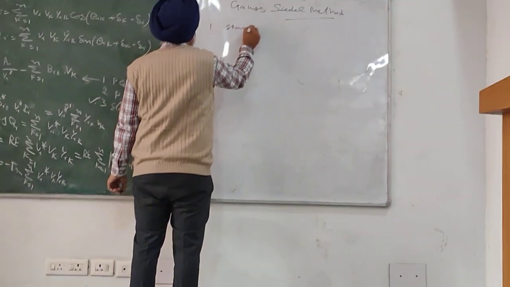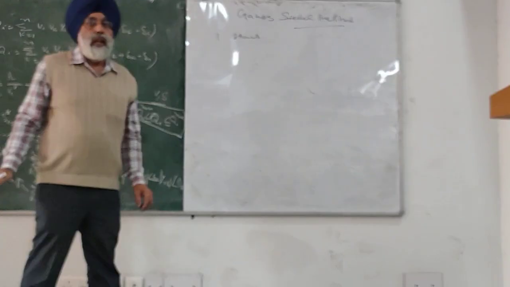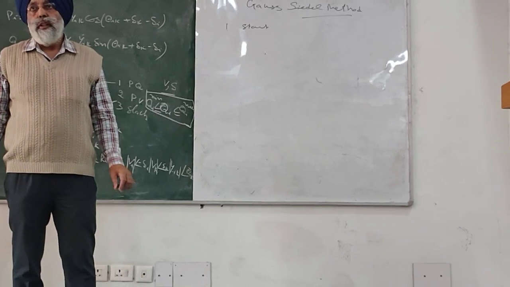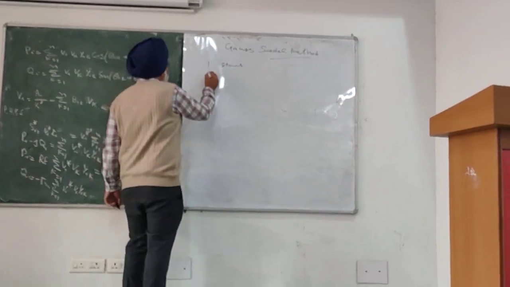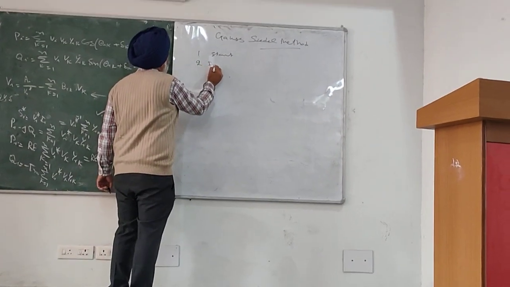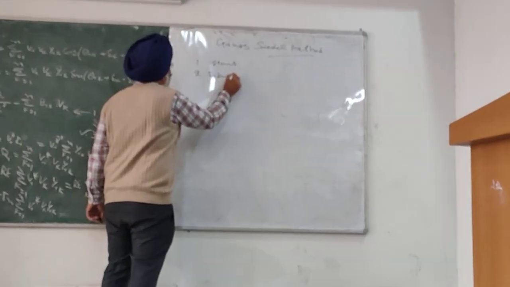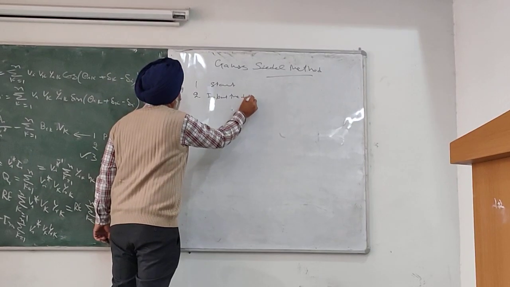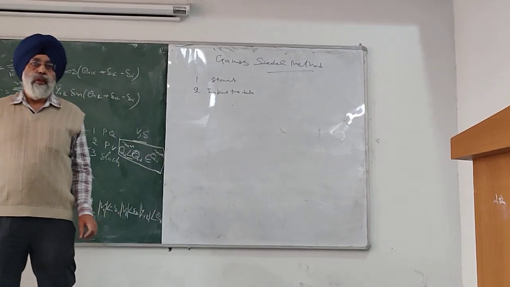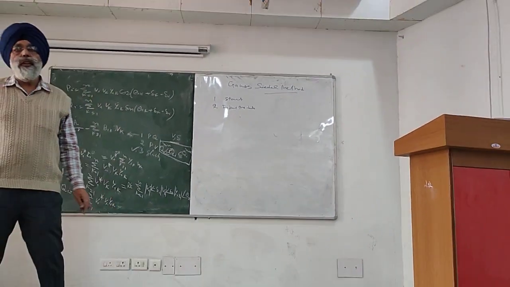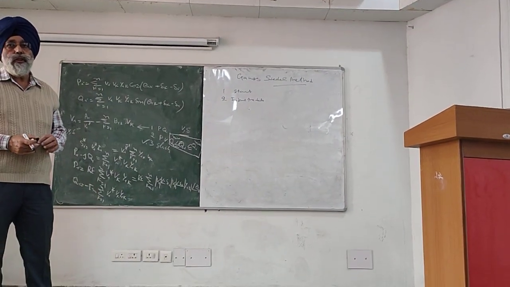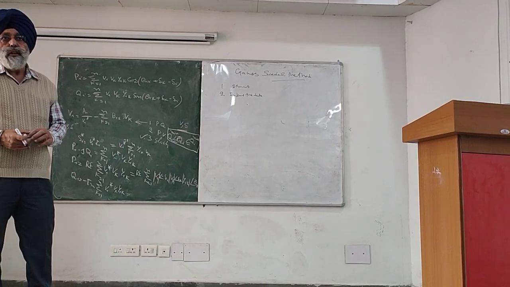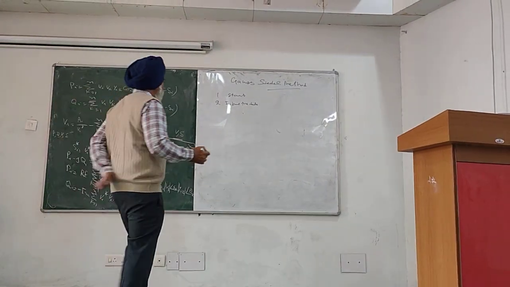This is the start of your algorithm. Second is input the data. Input the data available with you. So what type of data is available in case of the load flow problem? We have the voltage.